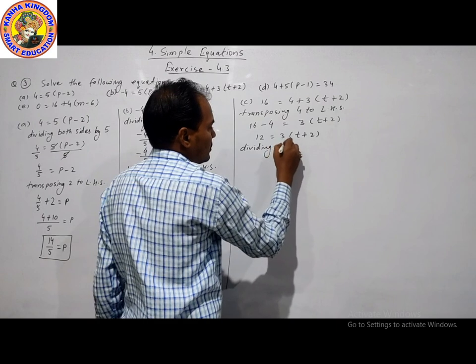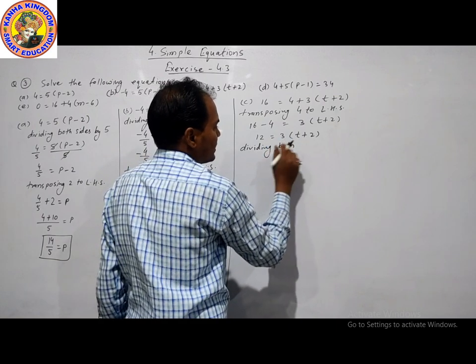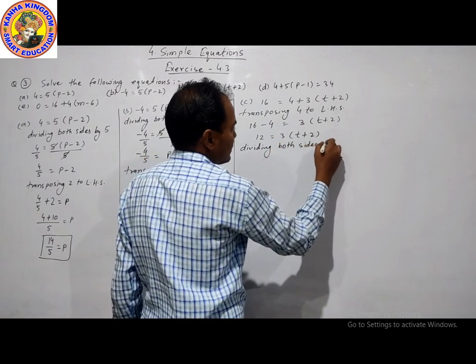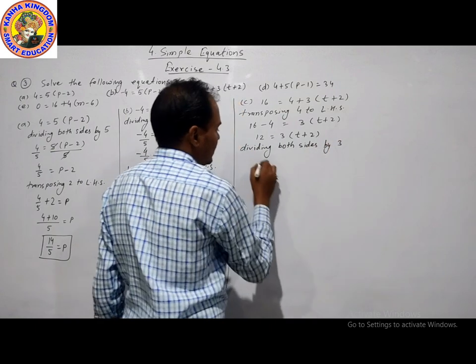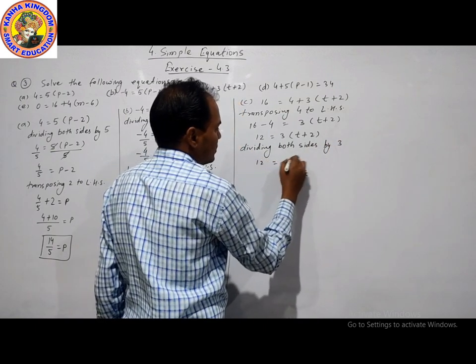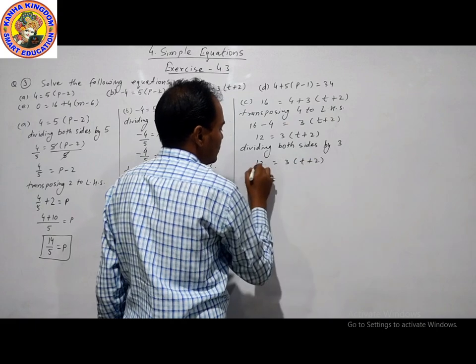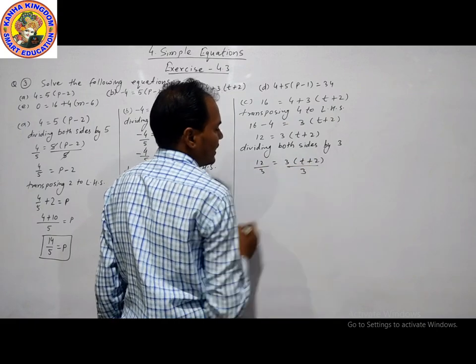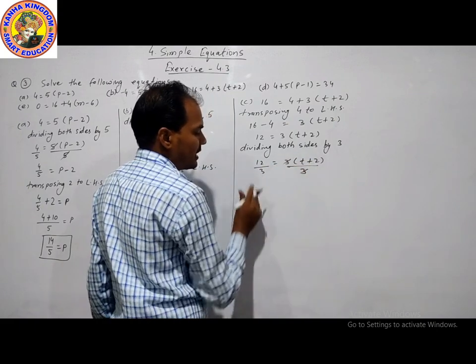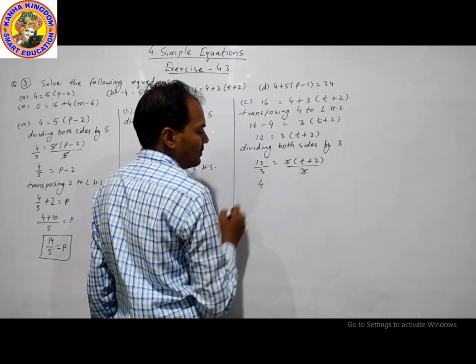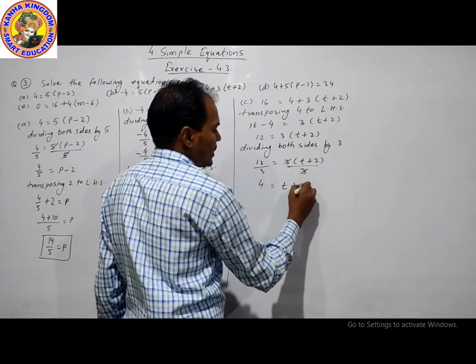Dividing both sides by 3. The equation is 12 is equal to 3 (t plus 2). Now dividing by 3 and dividing by 3. 3 and 3 cancel. 12 divided by 3 is 4, and we get t plus 2.